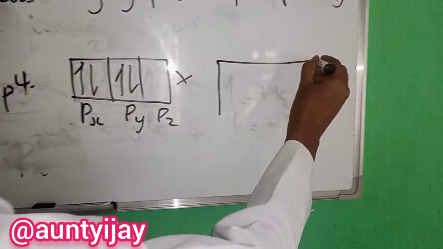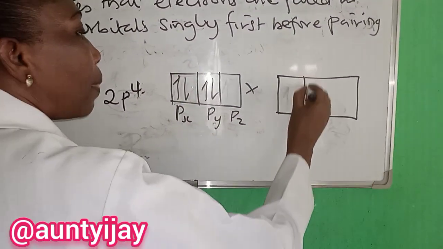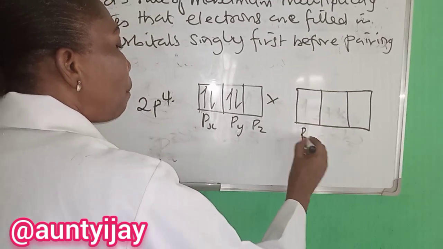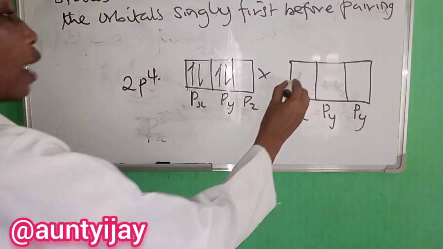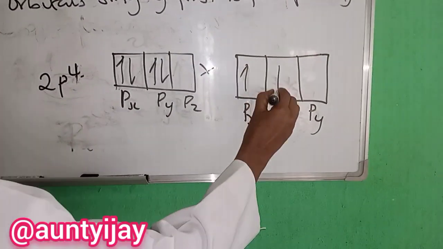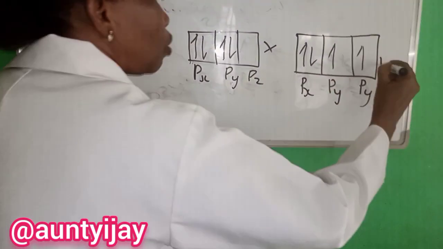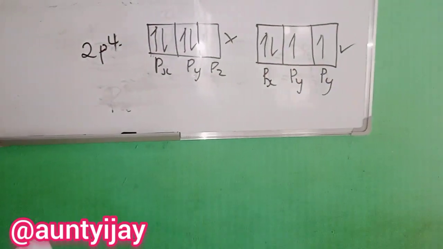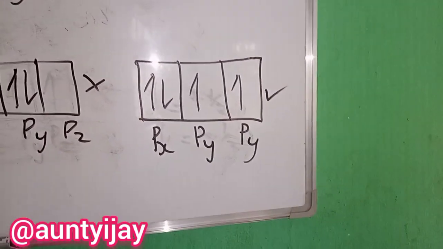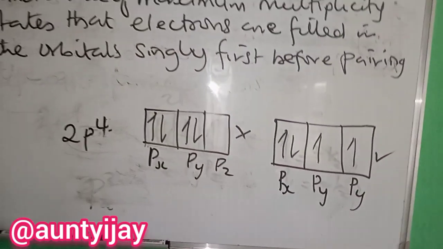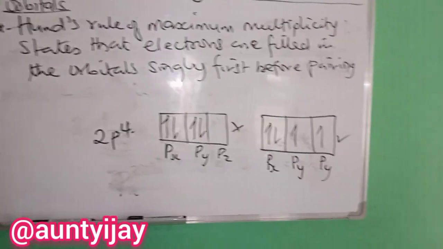How do you fill it? According to Hund's rule, the orbitals will get electrons one by one before we talk about pairing. So when we have px, py, pz, how do we fill now? We fill this 1, 2, 3, and the remaining 1, we come here. This is the correct way of filling this orbital using electronic diagram.